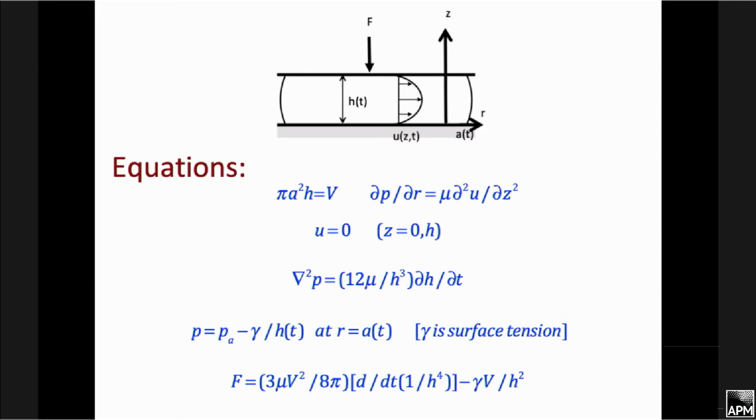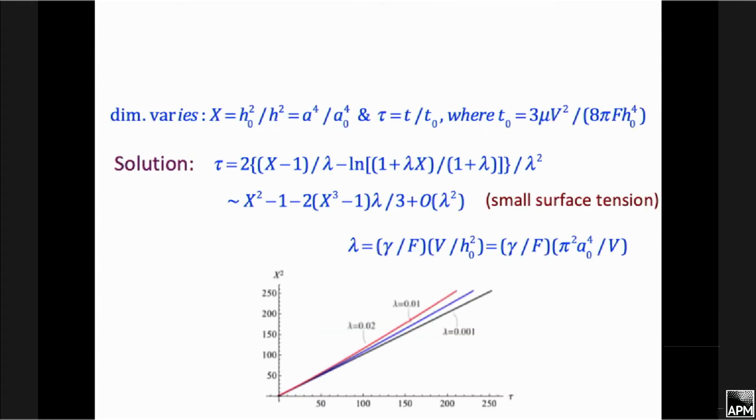We'll take into account surface tension at the edge of the drop with a surface tension coefficient gamma, which says that the pressure just inside the fluid is different from the pressure in the atmosphere outside, PA, at R equals A due to surface tension, where gamma is the coefficient of surface tension. And that gives you a relationship between the force that's applied, F, and the rate of change of H, the height between the two plates.